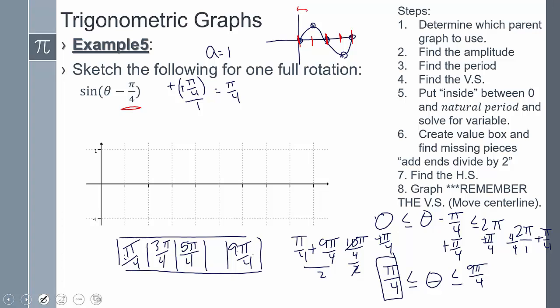5 plus 9 is 14. 14 divided by 2 is 7. So I know that that's 7 pi fourths. And you can tell the pattern. It's going up by 2 pi fourths every time. So that means I can go through. Now I found my x values. Right? So this first one is pi fourths, and then it's 3 pi fourths, and then it's 5 pi fourths, then it's 7 pi fourths, and then it's 9 pi fourths.